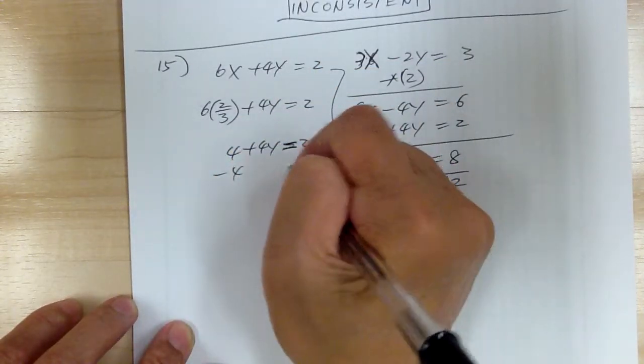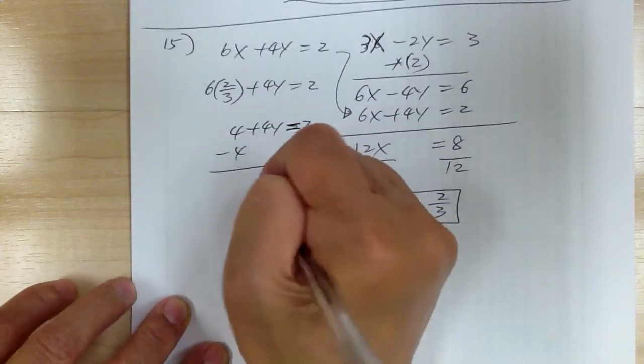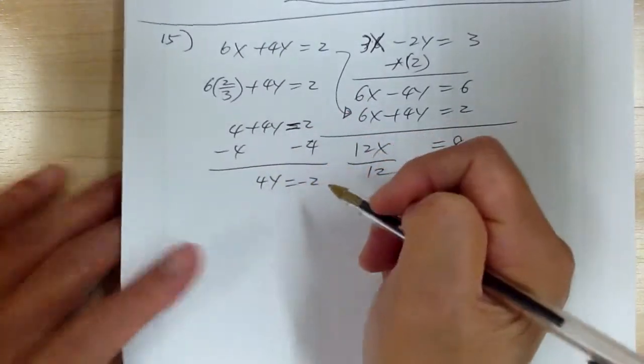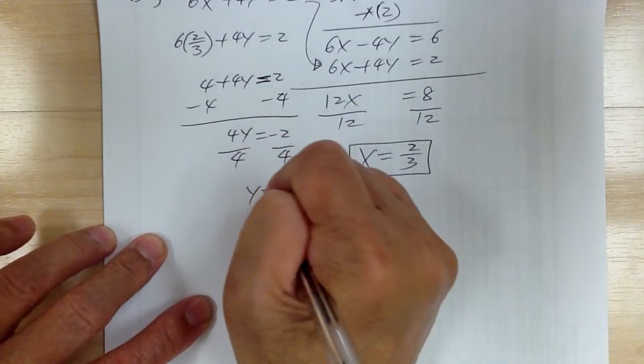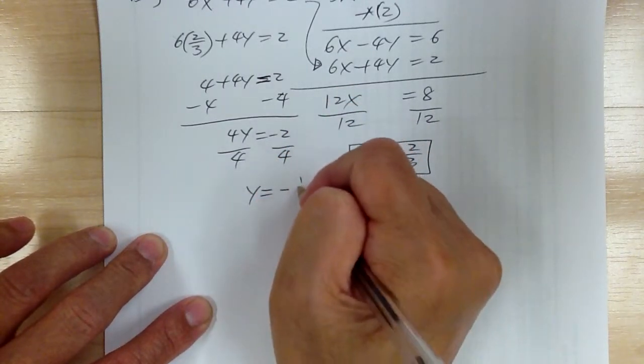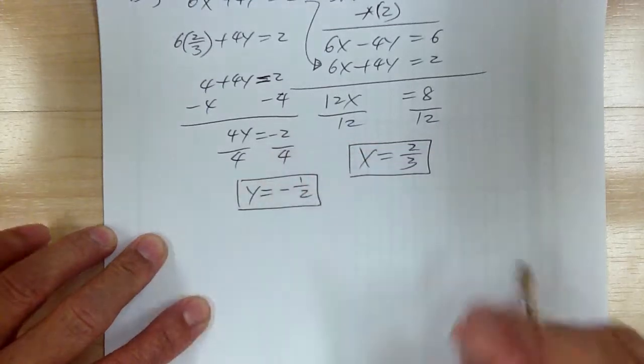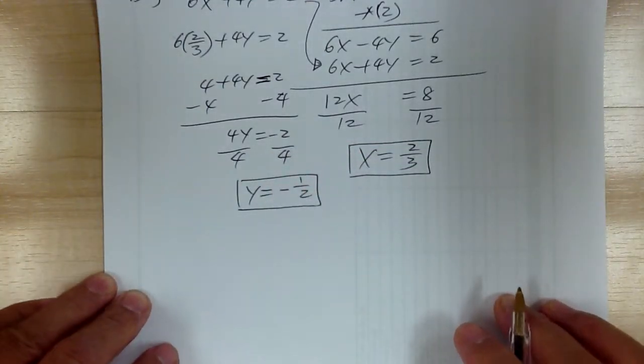So minus 4, I got 4y equal to negative 2. Divide by 4, so y equal to negative 1 over 2. Okay. Let's go to 17.